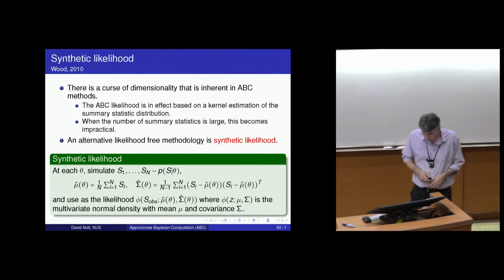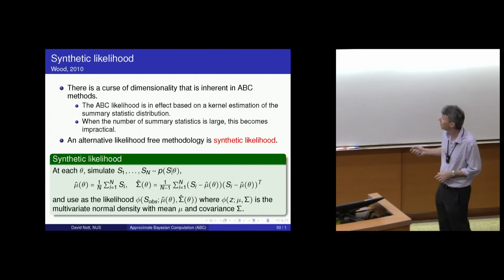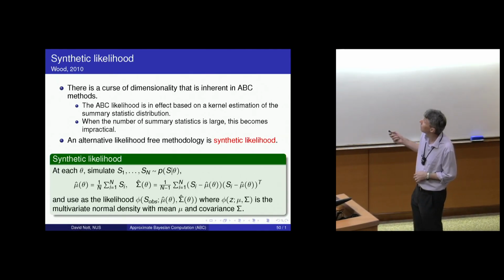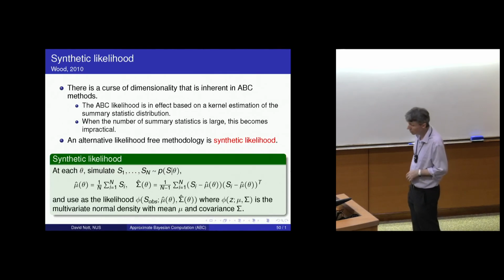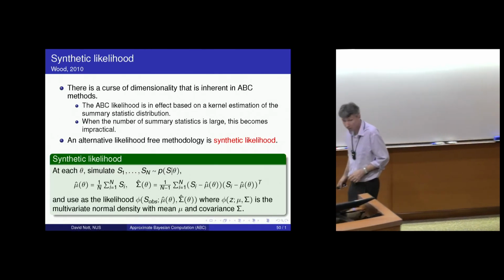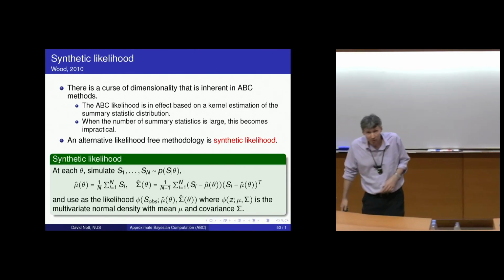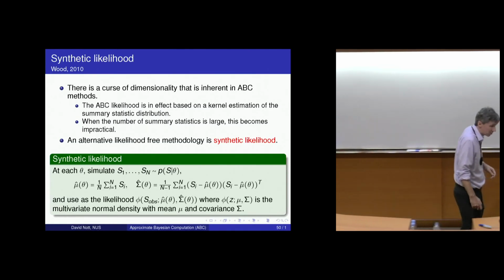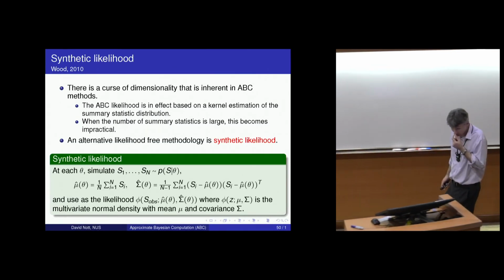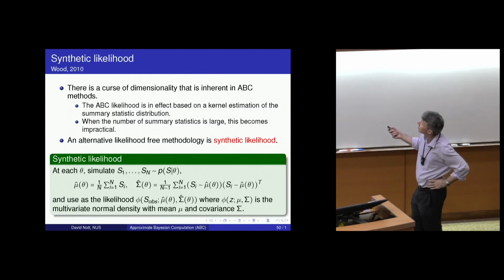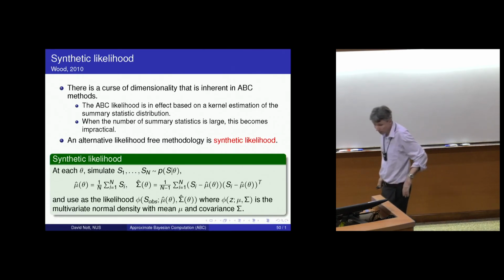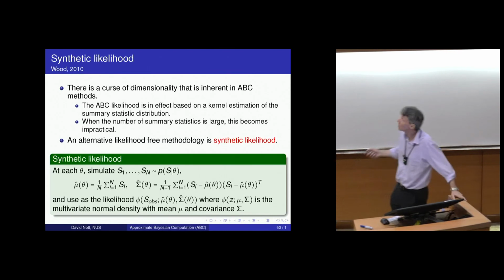The idea behind synthetic likelihood is very simple. You're going to approximate the intractable summary statistic sampling distribution as being normally distributed. That may sound outrageous at the moment, but let me explain why that's not so terrible. Once we approximate p(S | theta) as being normal, we can estimate the mean and the covariance in that approximate sampling distribution based on simulation.